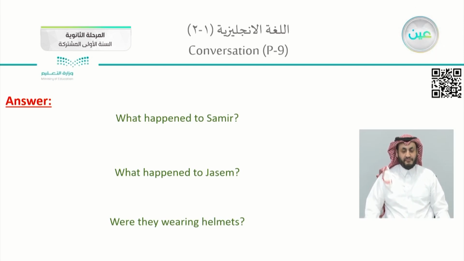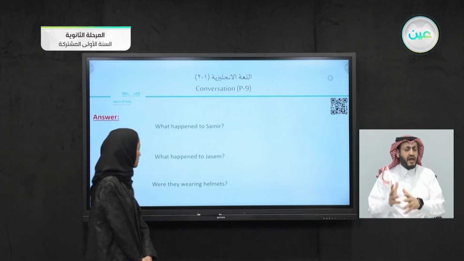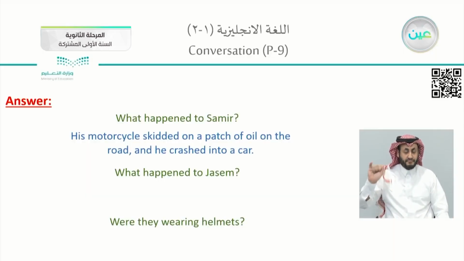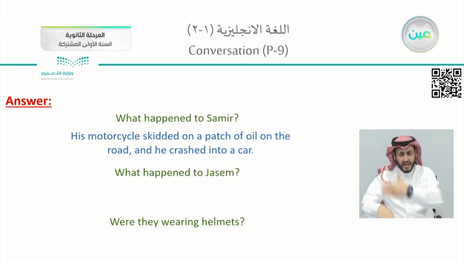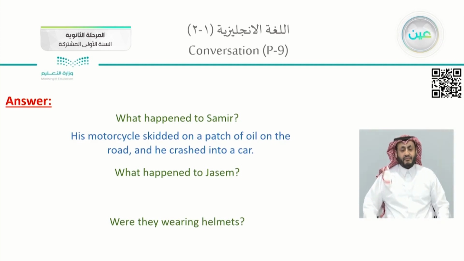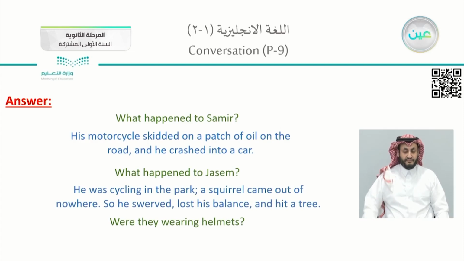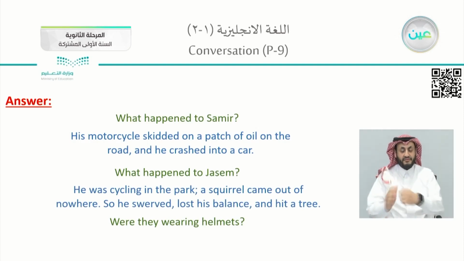So here, let's speak about the story, Samer's story. What happened to him? Samer actually, his motorcycle skidded on a patch of oil. It slipped on a patch of oil on the road and he crashed into a car. Then how about Jassim? What happened to him? He was cycling in the park. A squirrel came out of nowhere, so he swerved, lost his balance, and he hit a tree.